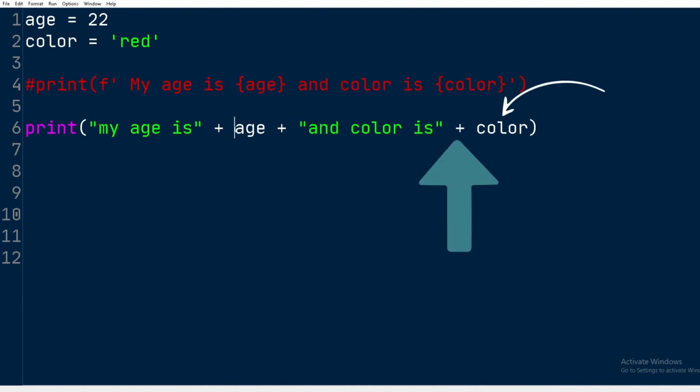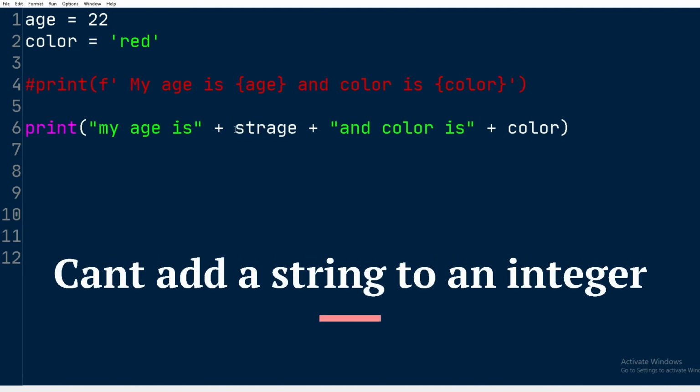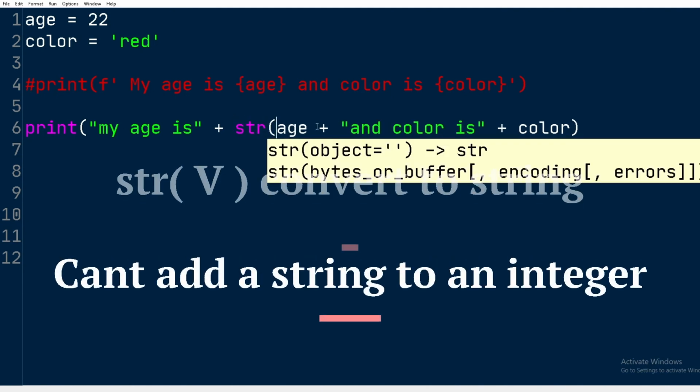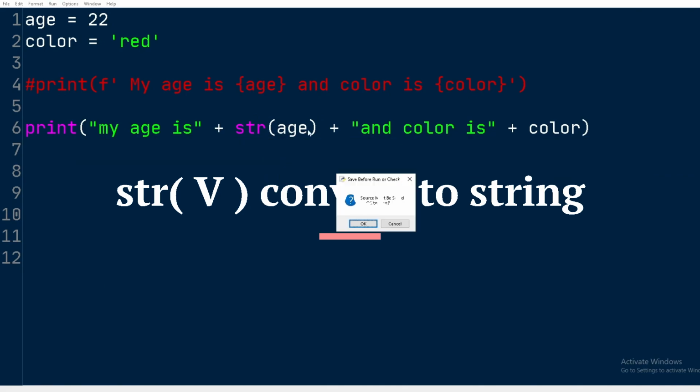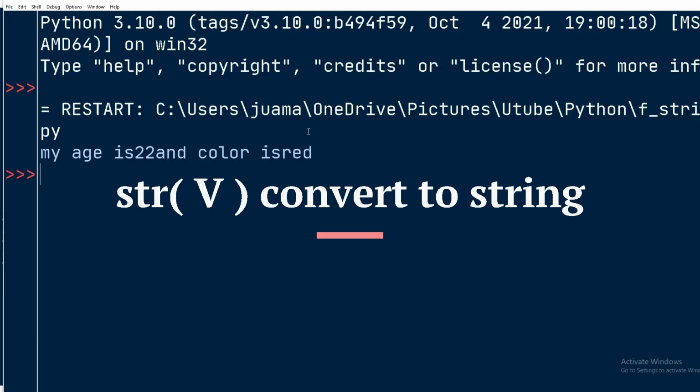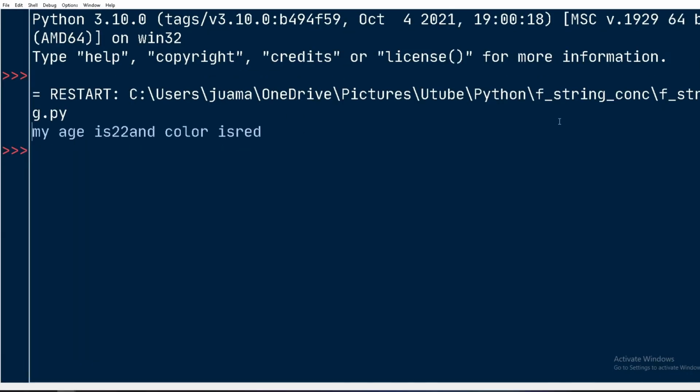But there will be an error because age is an integer, and for the concatenation to work it has to be a string, so age has to be converted to a string so it can work. And here's the result. As you see on the screen, there is no space between "is" and 22, and also "is" and red.